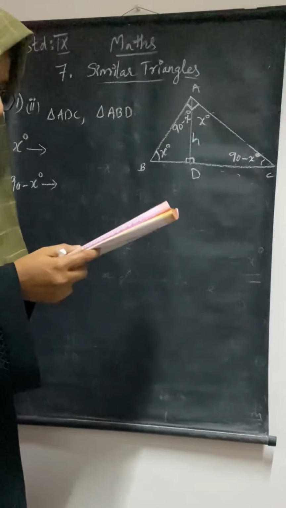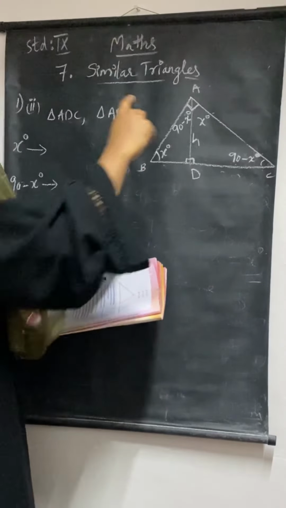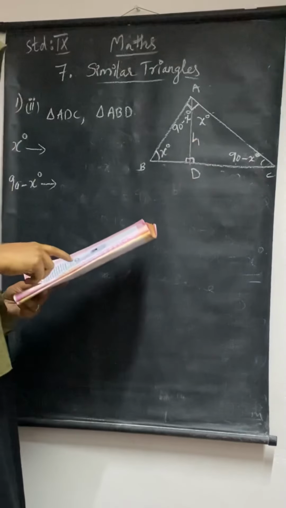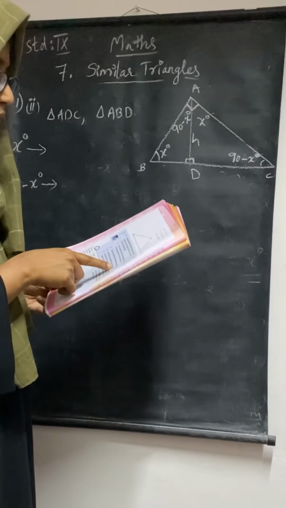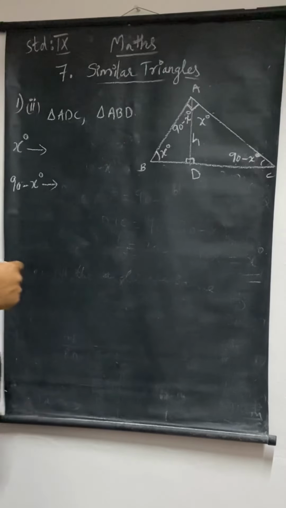The second sub question, the same question continues. Taking the length of the perpendicular as h, prove that h by 2 is equal to 3 by h. That is the proof you have to do.